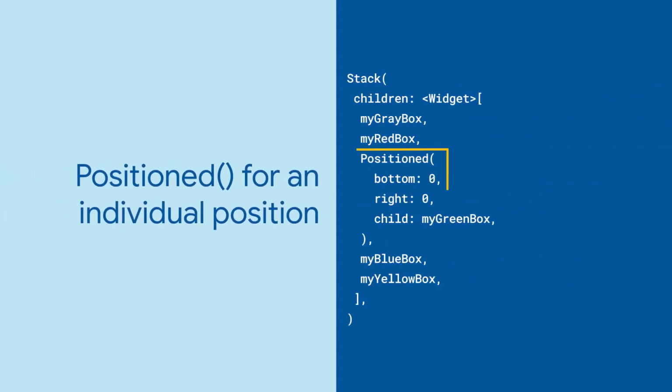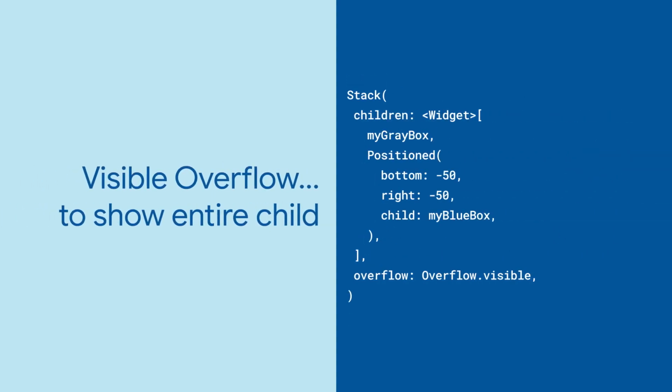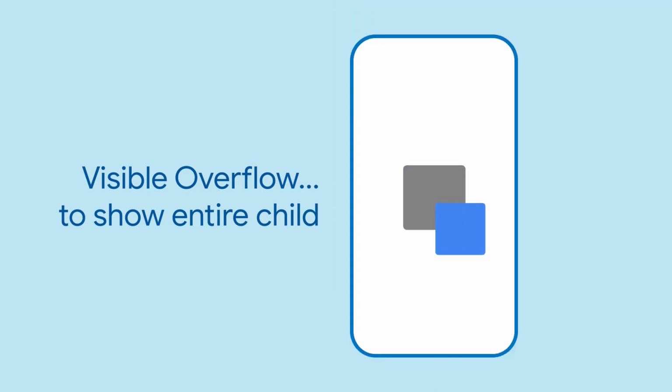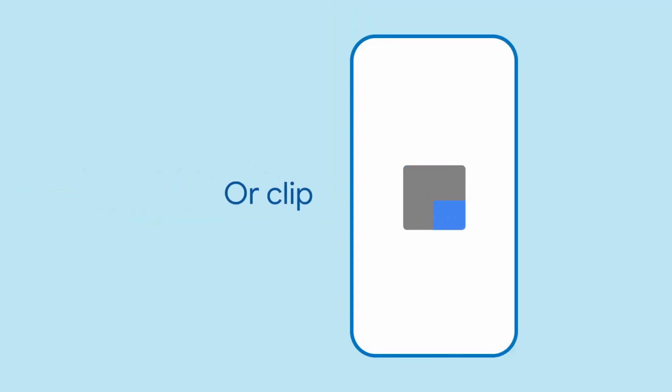You can use the positioned widget to, well, give a particular child a particular position within the stack. Sometimes, that will push the child widget outside of the stack's bounds. You can use the overflow property to control whether it runs out of bounds or gets clipped.